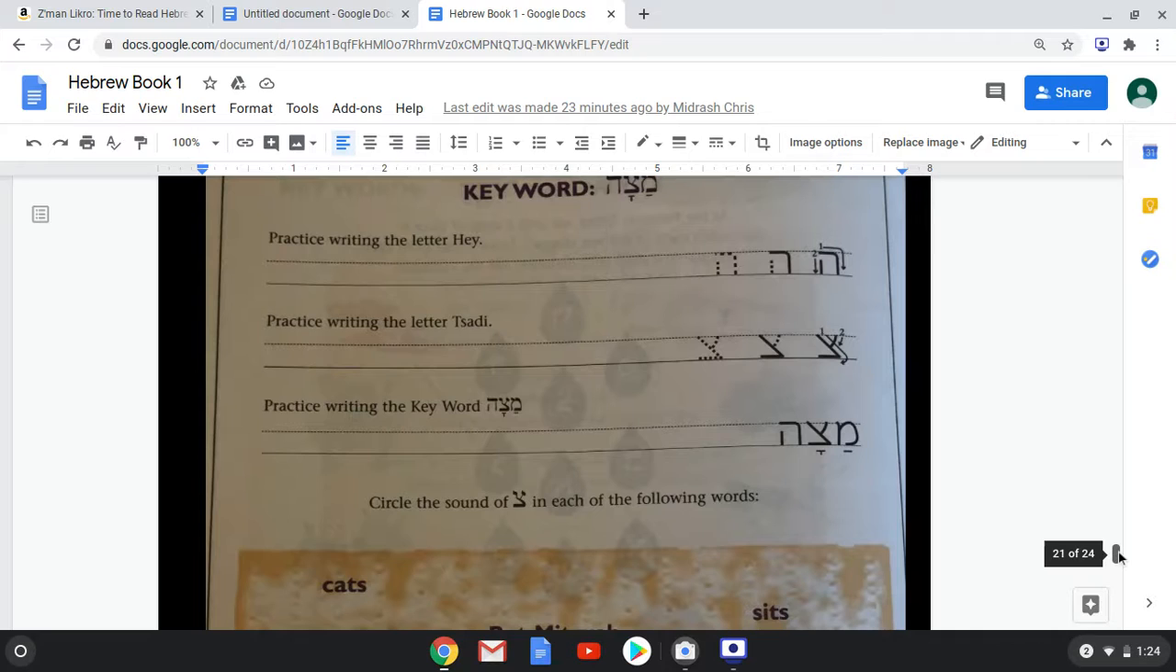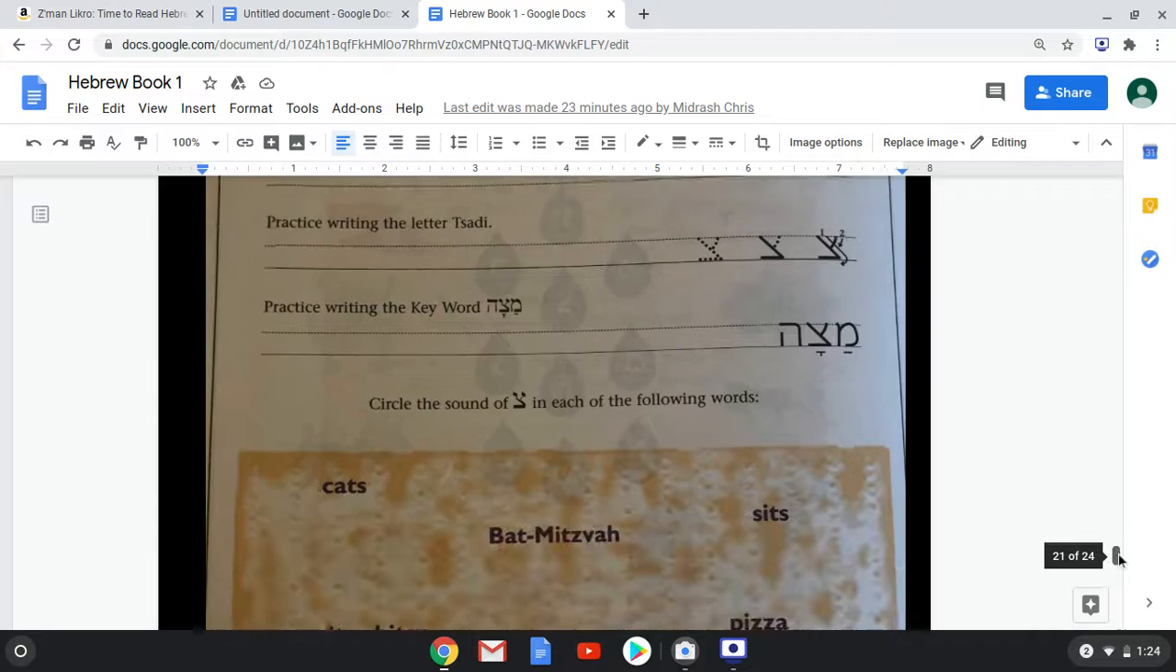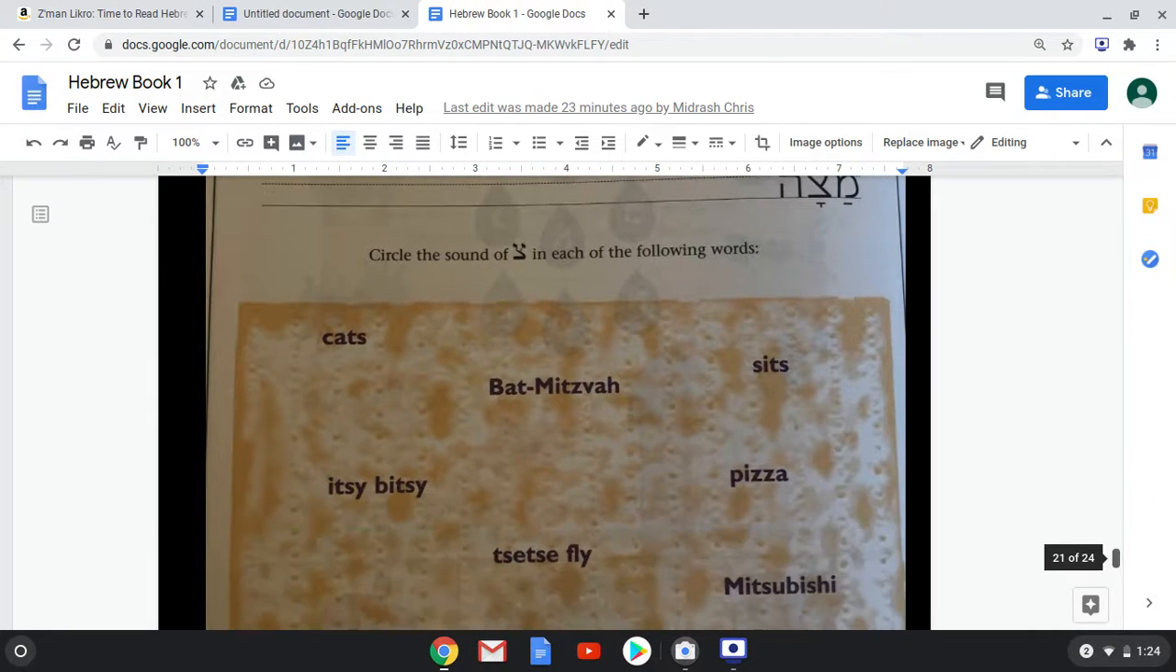Keyword matzah. Practice writing the letter hey. Practice writing the letter tzadi. Then you practice writing the keyword matzah. And then they want you to circle the sound of tzadi in each of the following words. So, cats, bat mitzvah, sits, it's, pizza. And that's true. We don't say pizza with a z, we say pizza. So it's a tzadi sound, even though we transliterate it with the z.